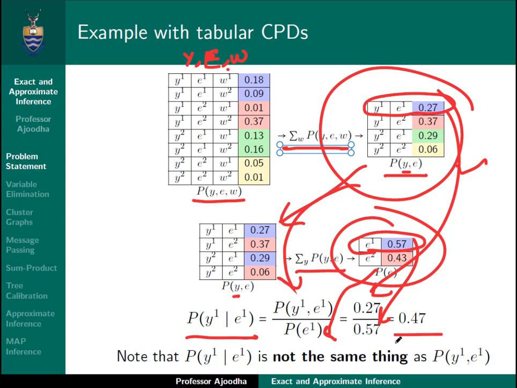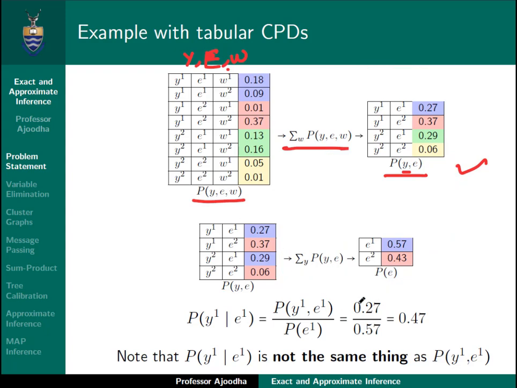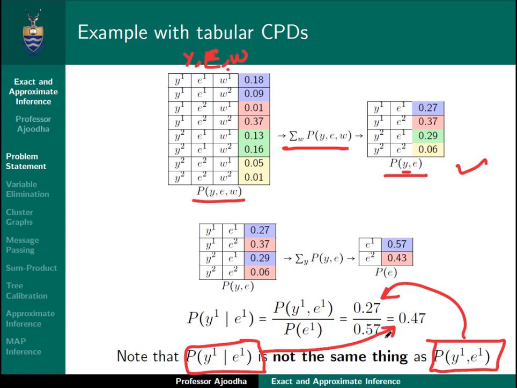Notice that there is a difference between what we just computed, which is given the evidence, and the joint distribution of Y1 and the evidence. This one here is the joint value, 0.27. And this one, given the evidence, is 0.47. So these probabilities are not the same thing.